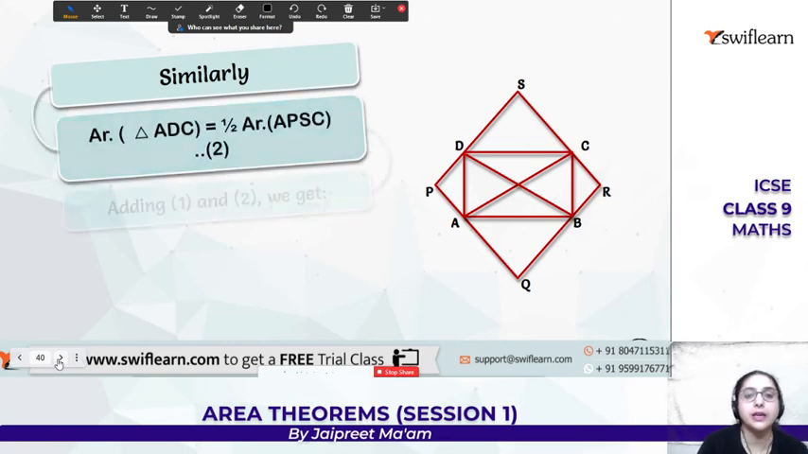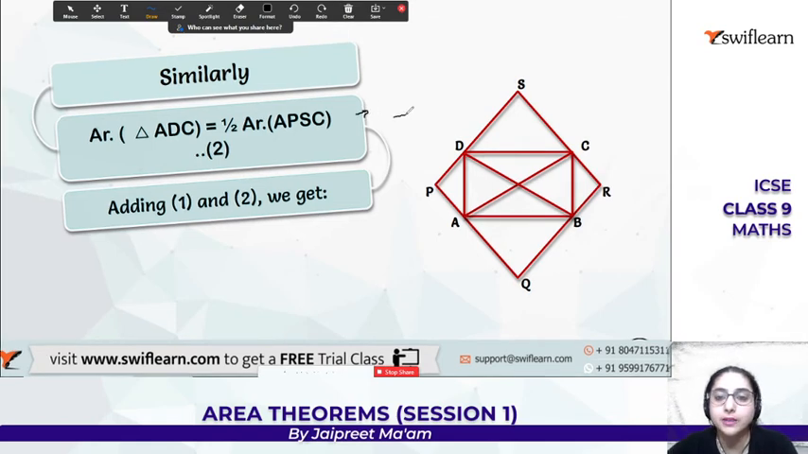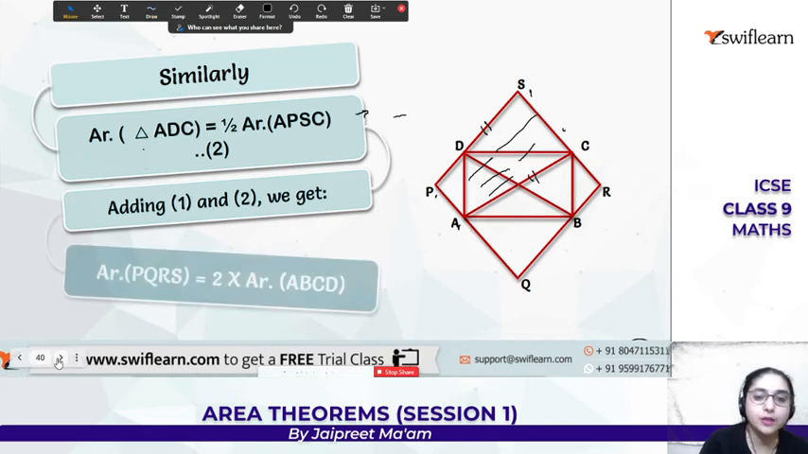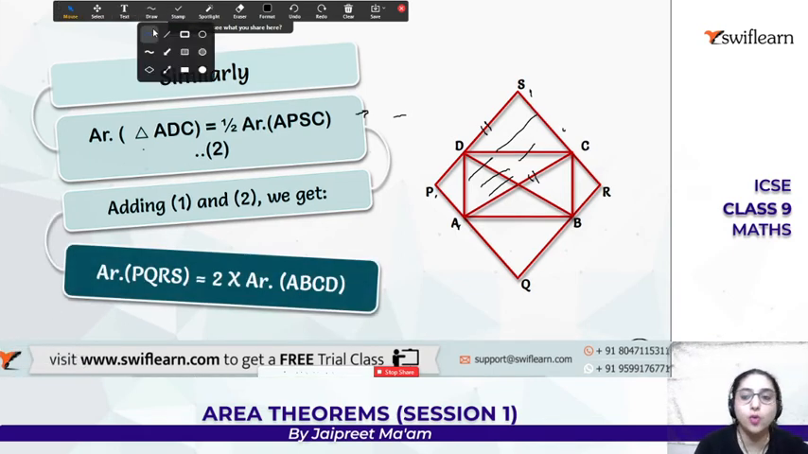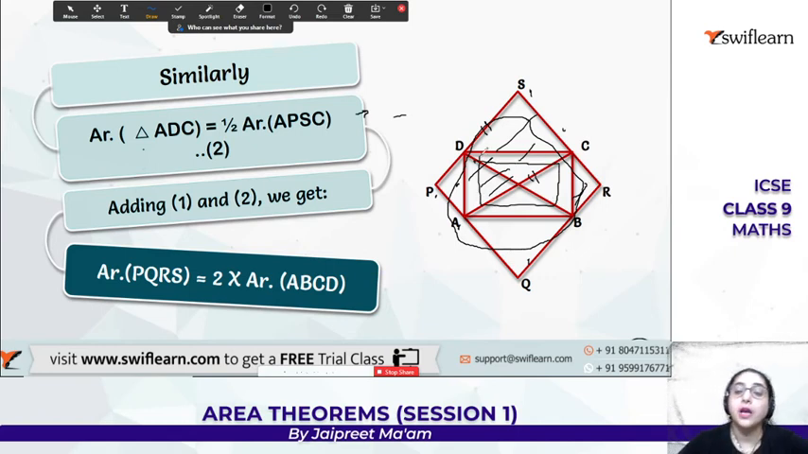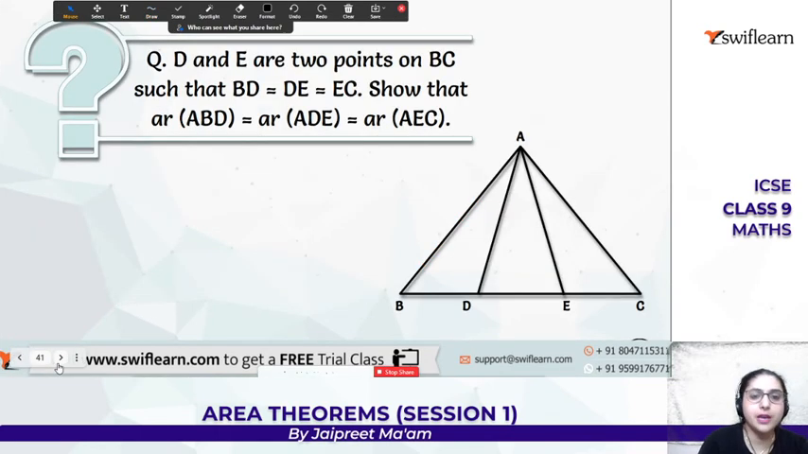Now similarly, for the area of ADC we don't have to prove it, because we have a theorem and we can write by theorem 1 or 2. This was theorem 2. The triangle ADC is half the area of APSC, because same base and between the two parallels, so it will be half. By adding the first and second, we get the area of PQRS. The whole figure PQRS is twice the area of quadrilateral ABCD, and we have proved it.